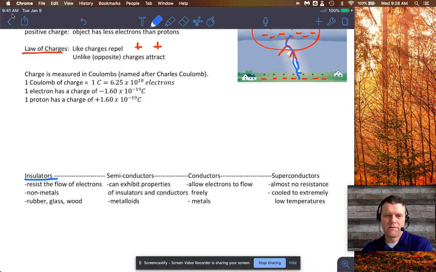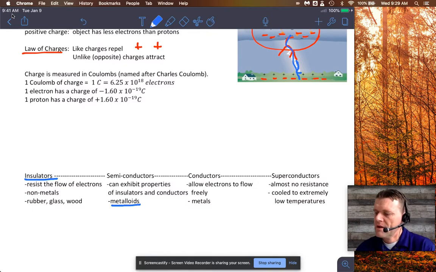So semiconductors are cool. They're kind of in the middle. They're in between insulators and conductors. If you remember from chemistry, the metalloids make those up. It's the staircase between the metals and nonmetals. And that also mirrors the fact that they can act like insulators or conductors depending on, usually, their temperature.